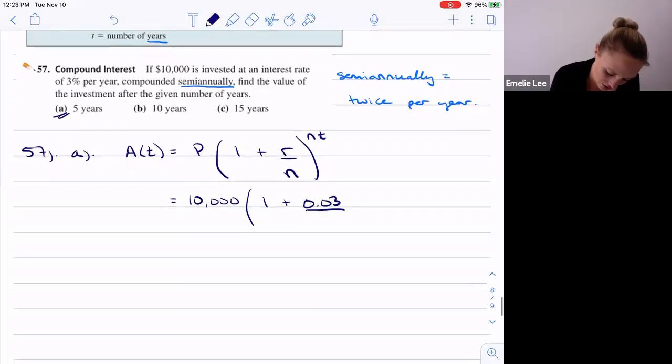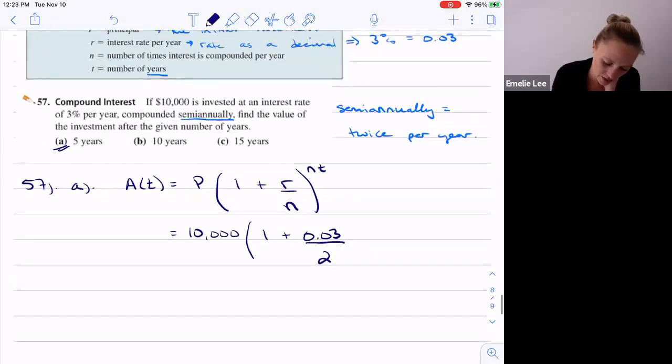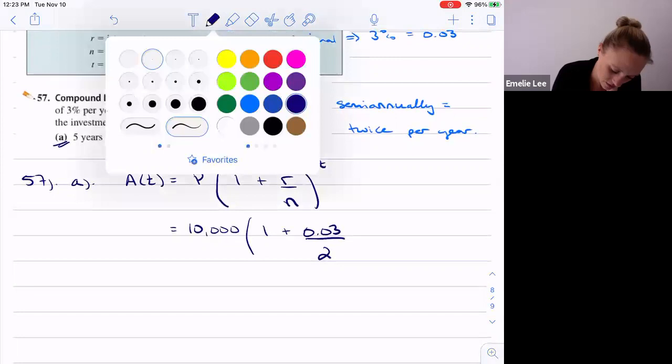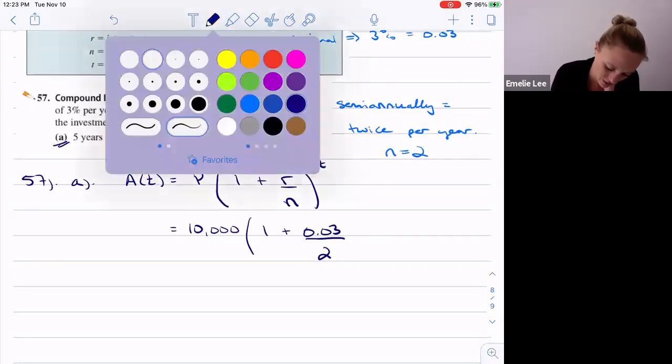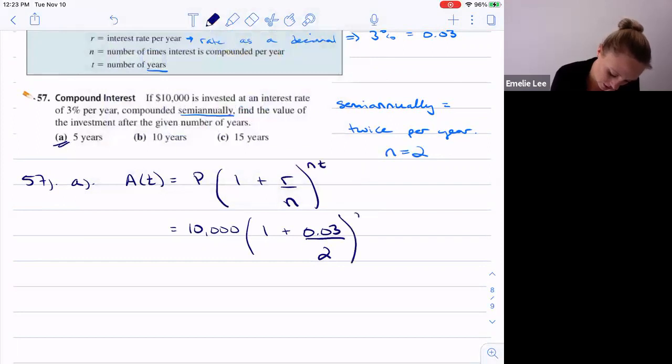Divided by N, which is 2, right? 2 times per year, which I'll make a note of here, N equals 2. All to the power of 2 times t, so that's A of t.